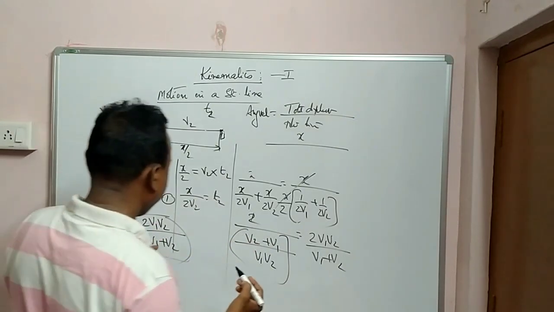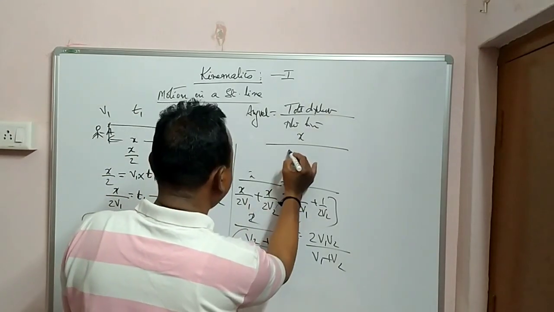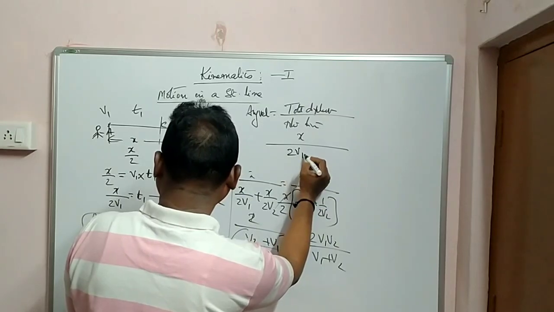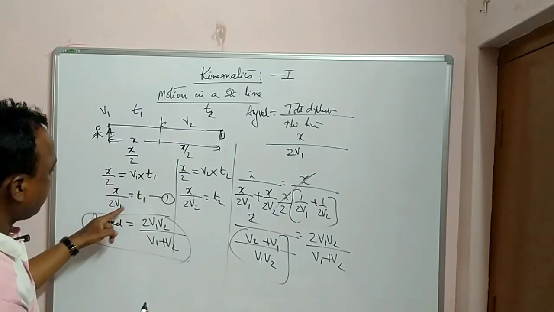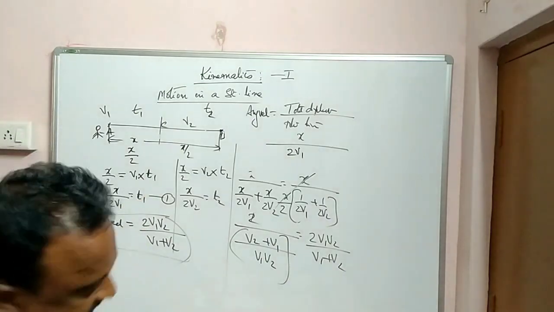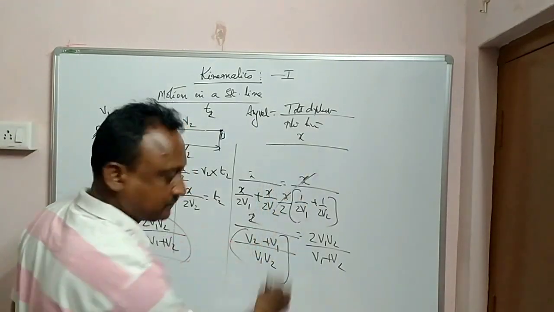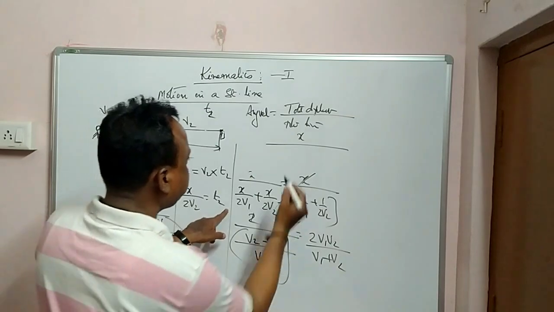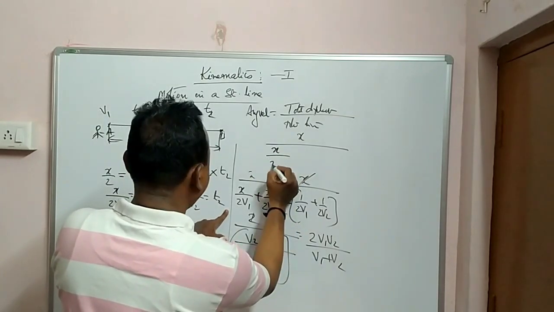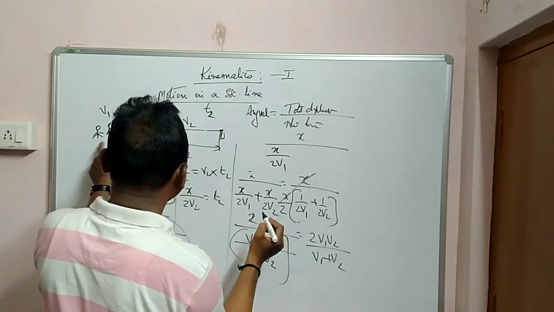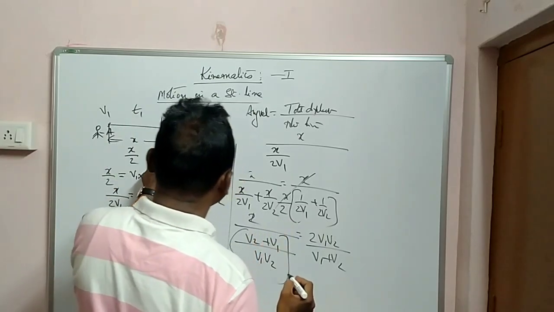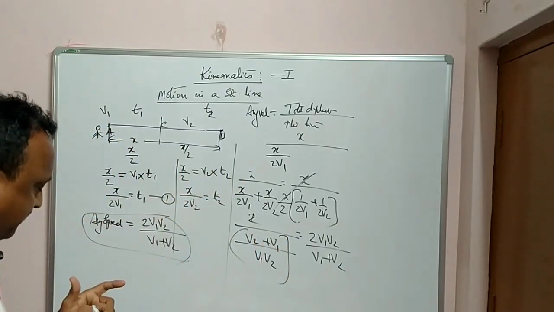So T1 plus T2 means, already I have calculated here, x by 2 V1 plus x by 2 V2. I'll write it there better. x by 2 V1, from here to here time taken. Okay, from here to here time taken. Or otherwise you can also go in a different method.